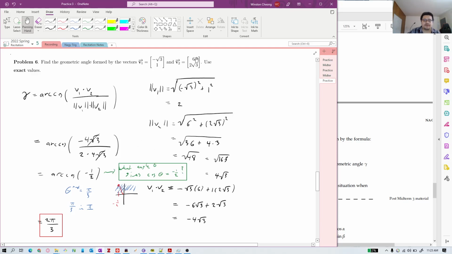For v2, 6 squared and 2 root 3 quantity squared. So you get 36 for the first guy. For the second guy, the algebra that you're supposed to know is that powers are going to distribute over multiplication and division. So you can rewrite this as 2 squared times square root of 3 squared. So the 2 squared is 4, and then root 3 squared is going to cancel. The square is going to cancel the square root, so you get 3.